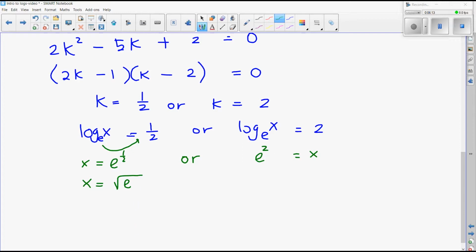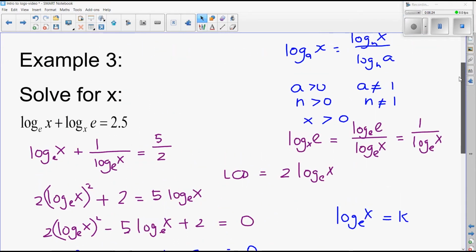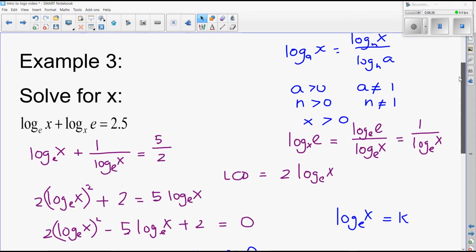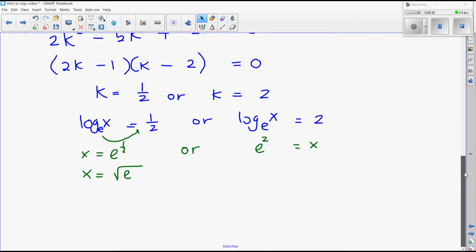So both the solutions hold, because if we go up to the beginning, where we noted our restrictions, x has to be greater than 0, and both the solutions are valid. So this question has two solutions. One is x equals the square root of e, the other one is x equals e squared.